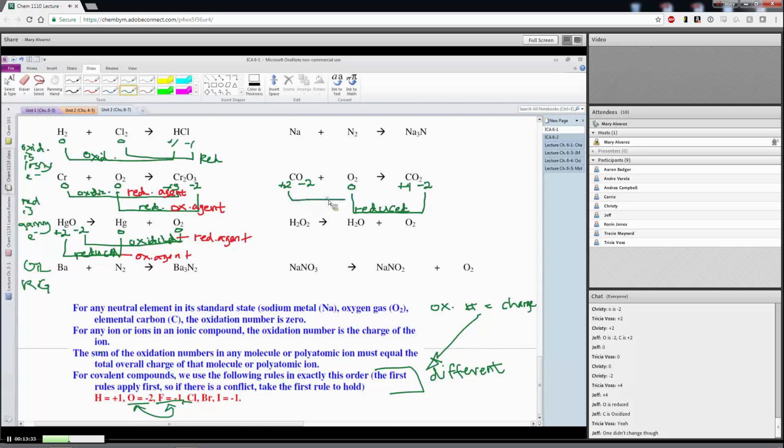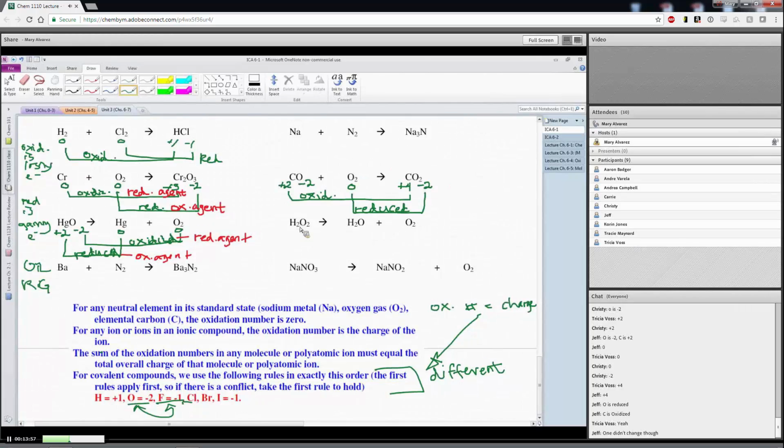It went from +2 to +4, so it must have lost electrons because it became more positive, so this was oxidized. That was it. Okay, and if this one didn't change, then you don't worry about it. It's not that every atom is going to be changing. You just look at the ones that do change, and that's all you need to do. Okay, let's look at this one.